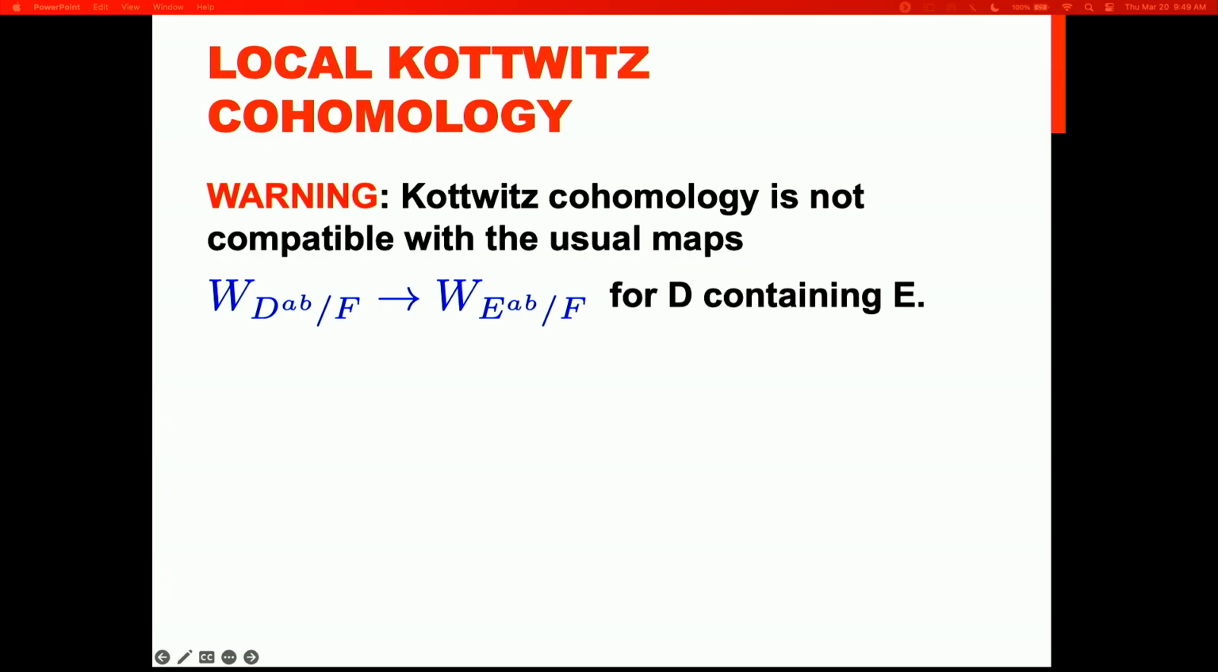Sort of a final warning about this. I've started with a finite extension, as indeed Tate did. One might, of course, want to vary the finite extension. So one might want to replace the E by a bigger extension, say D. And then, of course, we have the natural restriction map, as we do for Galois theory, from this extension to this extension. But this is not compatible with Kottwitz cohomology, because somehow the norm map doesn't come from a map of tori.